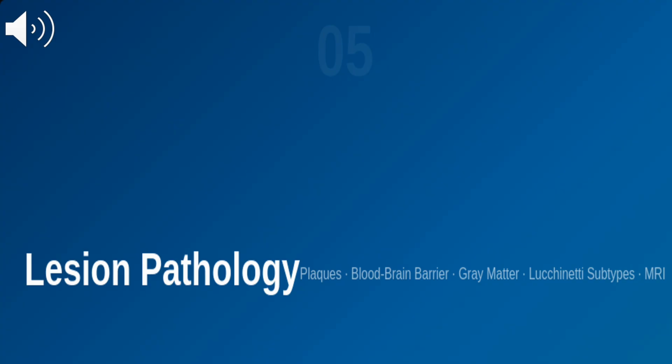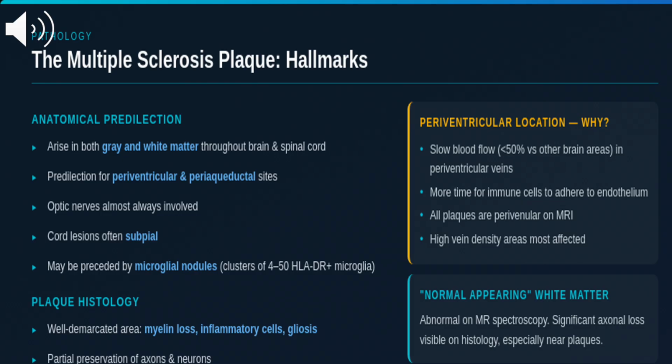We will also cover gray matter and cortical lesion pathology, the biology of oligodendrocytes as the primary target in MS, and the imaging biomarkers that best reflect underlying tissue damage. The MS plaque is the fundamental unit of MS pathology, a well-demarcated area of myelin loss with inflammatory cells, gliosis, and often partial preservation of axons and neurons.